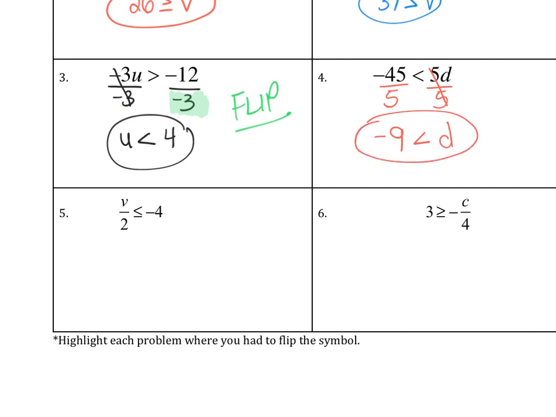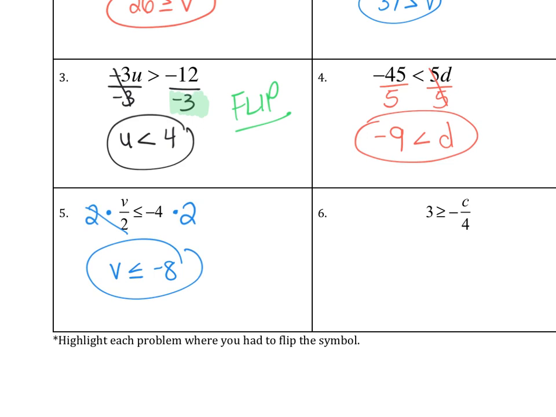In number 5, what's happening to the variable? V is being divided by 2. Remember, the fraction symbol means dividing. So in order to get rid of the dividing by 2, I'm going to do the opposite, and I'm going to multiply both sides by 2. When I do that, I'm left with v, no inequality change, it's still less than or equal to because I didn't multiply by a negative. And negative 4 times 2 is negative 8. v less than or equal to negative 8.